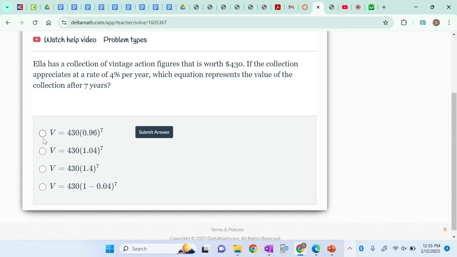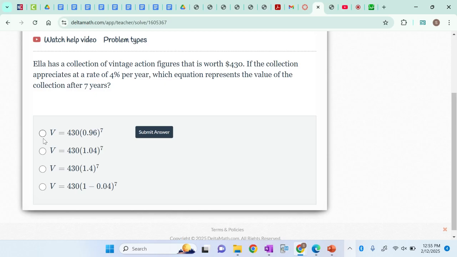Now, why is this a growth and not a decay? What does growth imply? It's appreciating. Growth implies that it's growing, or that your graph is increasing. Decay means it's decreasing. Since it says appreciates, that means it's a growth. Now, what do you think my rate, my r value, is here? The 4%. This 4% right here is my rate, or my r value.